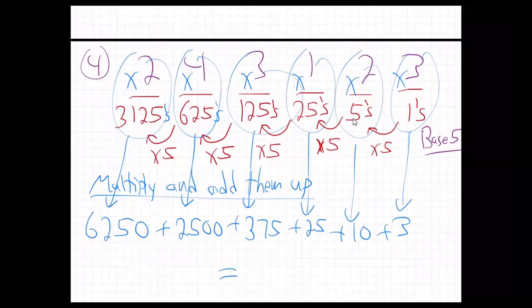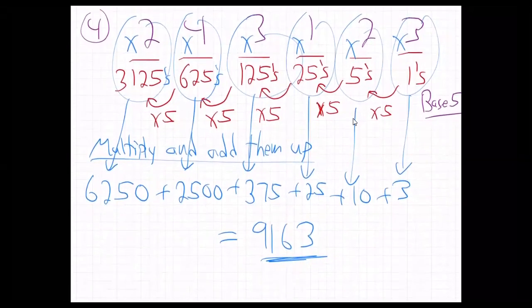Add them up. Using my calculator here. I'm getting 9163. There we go. That's the normal base 10 number. There we go. We did it. Questions on that one? Questions I can answer.